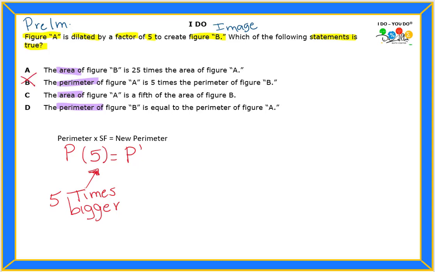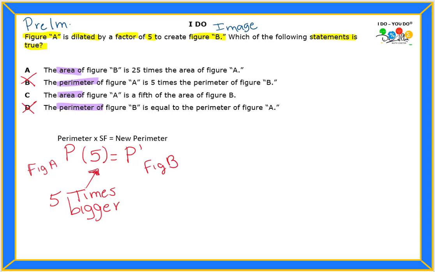What about letter D? It talks about perimeter, so might as well do it. It says the perimeter of figure B is equal to the perimeter of figure A. Is that true? No, they're not equal. We said that one is going to be 5 times bigger than the other one. Now, if it makes you more comfortable, for my pre-image and my image, I can go with figure A and figure B. So this one is going to be figure A, and this one will be figure B. Maybe that can help us identify.